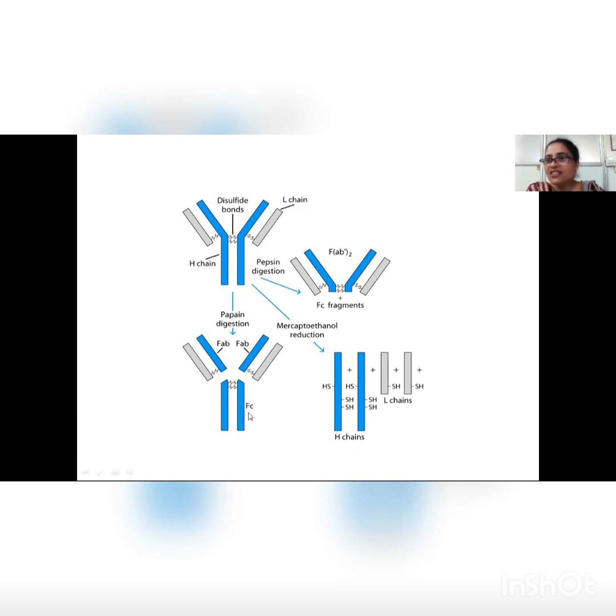This FC region is the crystallized part which acts on complement activation, which brings about complement activation and other biological activities that we will read in future, right?